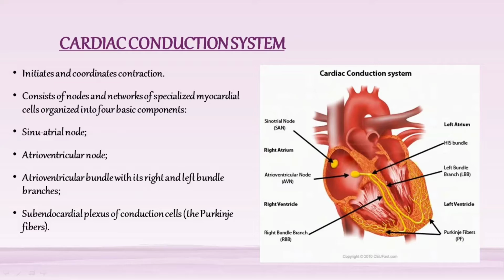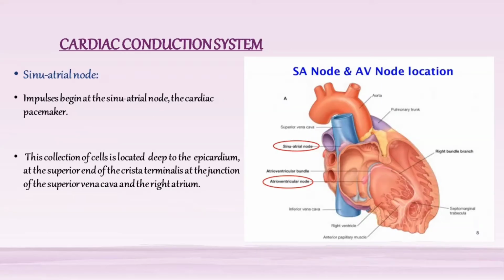So you have to remember that there are four components of the cardiac conduction system: SA node, AV node, AV bundle with right and left bundle branches, and finally the last component of the conducting system is the Purkinje fibers. So we will discuss the components one by one. The first is SA node, which is also called as cardiac pacemaker.